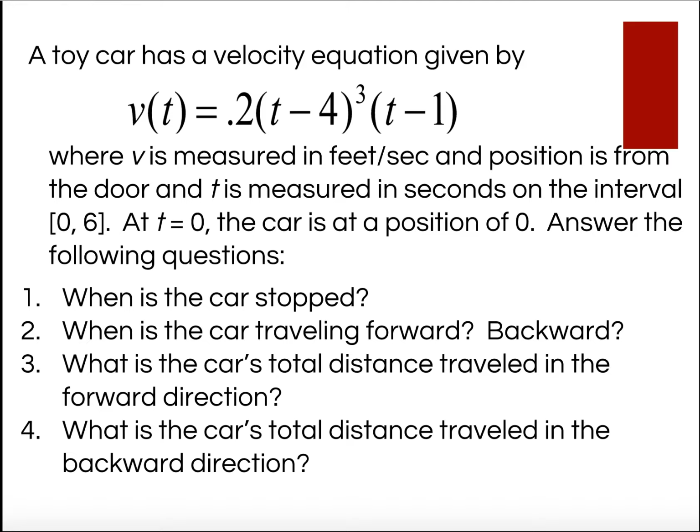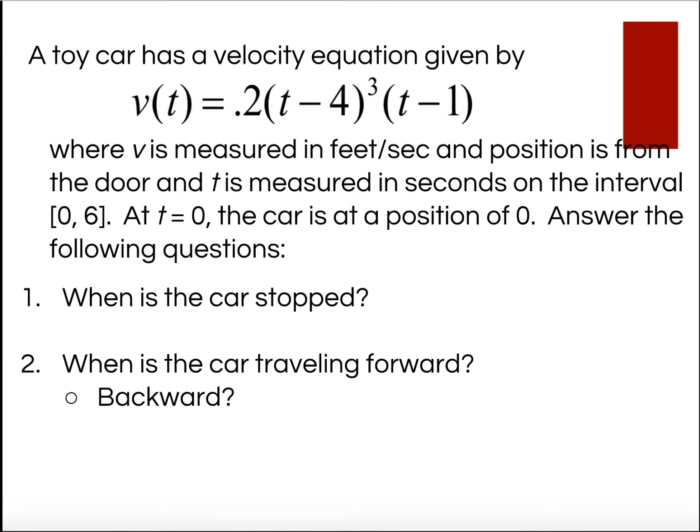And it says answer the following questions. So you can pause the video at this time and try to answer these questions and then come back for the answers. So number 1 is when is the car stopped? And so what you're trying to figure out is when its velocity is 0. So you set this equal to 0. This one is already factored, so I can tell using the zero product property that it stopped at 1 and 4 seconds.